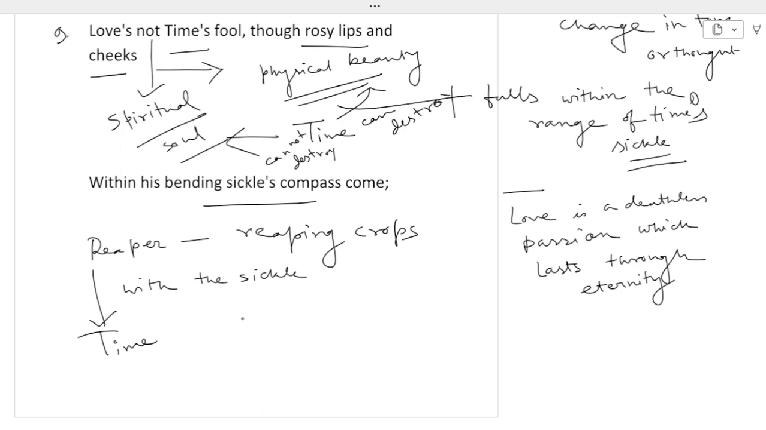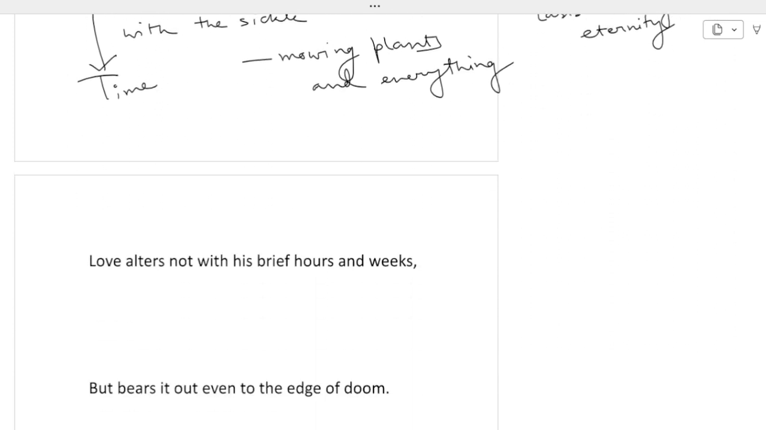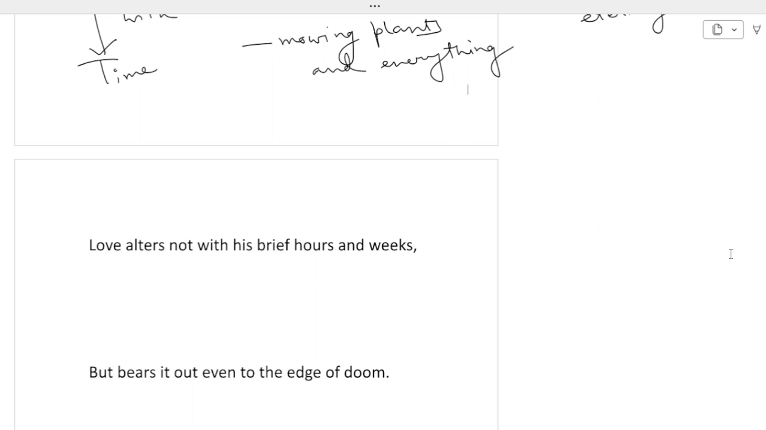He is mowing everything. He is mowing plants and everything that comes in his sickle's compass, means sickle's area, with his sickle, but he cannot destroy true love. Love alters not with his brief hours and weeks. His refers to time. Brief hours and weeks refers to the passage of time.